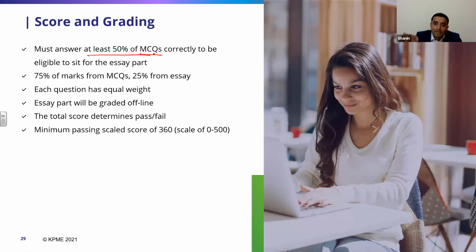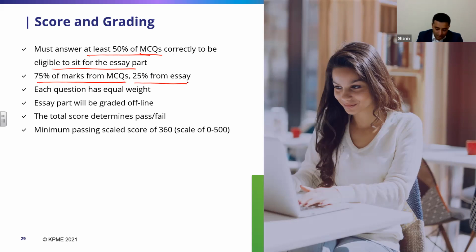If you have answered 50% of the MCQs correctly, you start giving your essays. Only if you get 50% correct are you eligible to sit for the essay part. Otherwise, if you've scored less than 15 MCQs, they just assume that however well you score in your essays, you're not going to pass. That is why you're not allowed to appear for the essays. From a weightage perspective, 75% of the marks are from MCQs and 25% is essays.